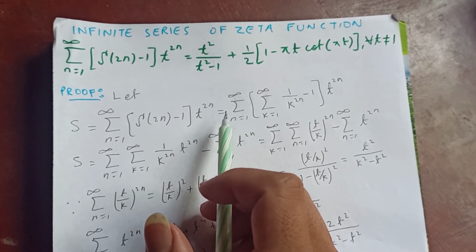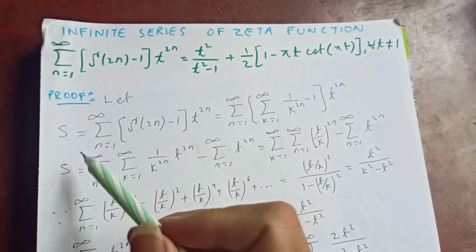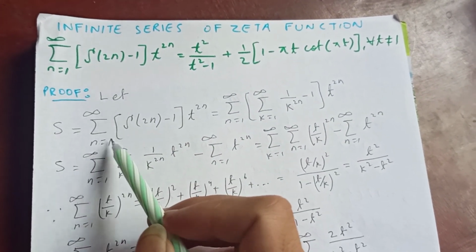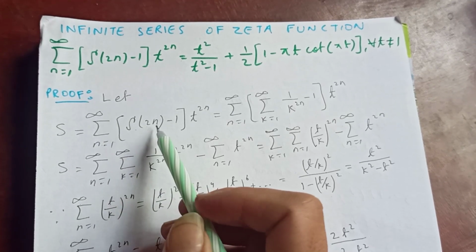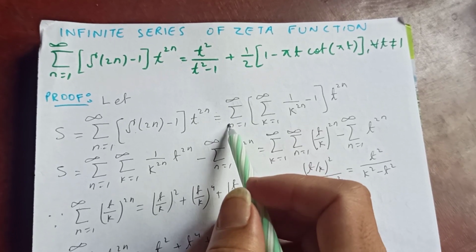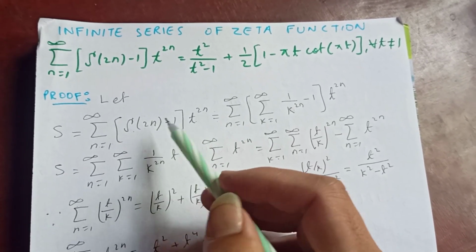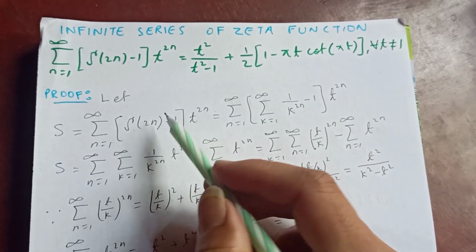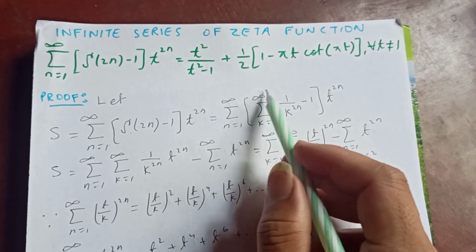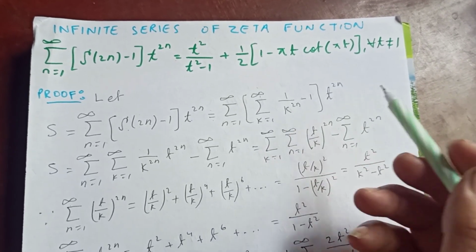Now let's go to our proof. Now let this sum be s, okay? S is equal to the sum from n equal 1 to infinity zeta of 2n minus 1 t to the 2n, okay? Which is the sum from n equal to 1 to infinity of zeta function, okay? Zeta function is nothing but the sum from k equal to 1 to infinity 1 over k to the 2n, minus 1, t to the 2n.